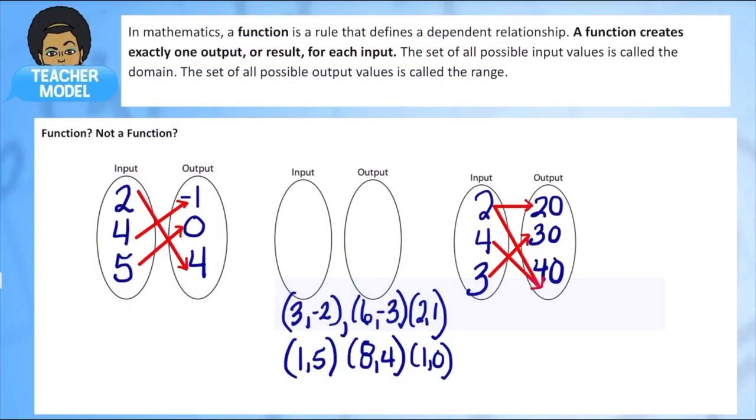We're going to talk about what a function is and how to determine whether or not we have a function using the output tables as well as a vertical line test. So let's start off here with some definitions, and these are also in your notes.